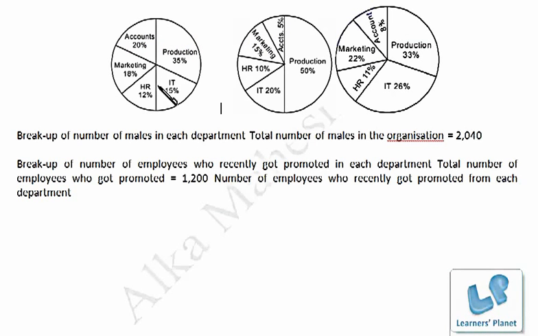Now friends, this pie diagram is the breakup of 3600 people working in various departments. This diagram is total number of males in the organization, that's 2040, and this diagram is number of employees who recently got promoted, that's 1200. Right? So this is a breakup of 1200, this is a breakup of 2040, and this is a breakup of 3600. Right?